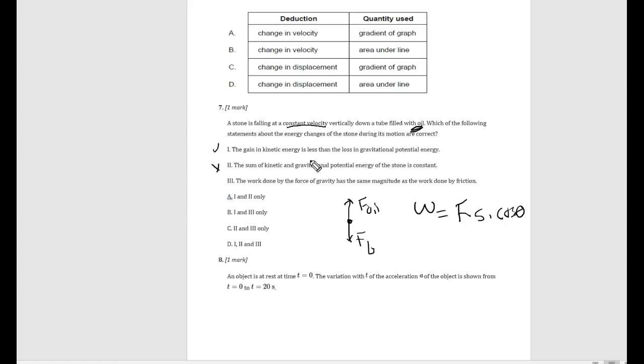Yeah, we do actually. Because it's falling at a constant velocity, we know that these 2 forces must be balanced because of Newton's laws. And so F oil must be equal in magnitude to Fg. And so if they have the same magnitude of force and the same displacement, then they'll have the same work done. And so 3 is true. So 1 and 3 are true. That means that B is the correct answer.